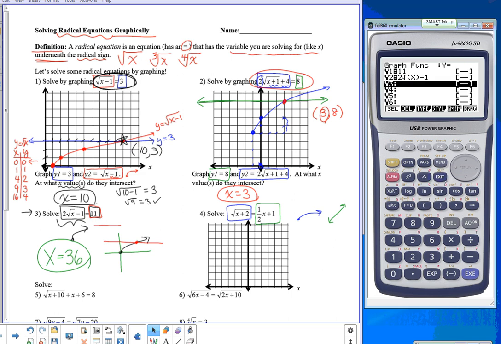So let me go back into my y equals. In y1, I'm going to type 1/2, which I'll write in parentheses. So I put 1 over 2.